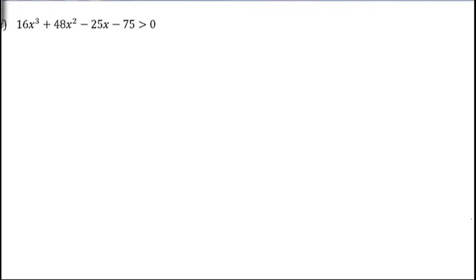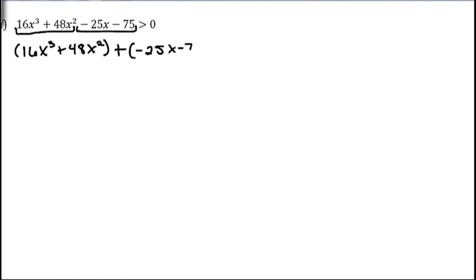And our last example here: whenever you see four terms and you need to factor because you're solving, you need to do factor by grouping. So we're going to group these first two terms together and the last two terms together. So 16x cubed plus 48x squared. Always make sure you put a plus sign in between your two groups, and then negative 25x minus 75.